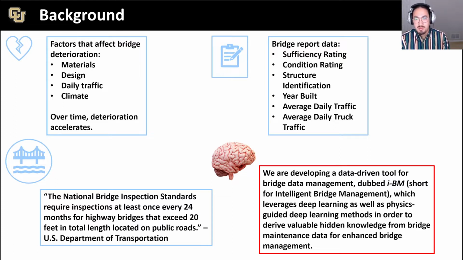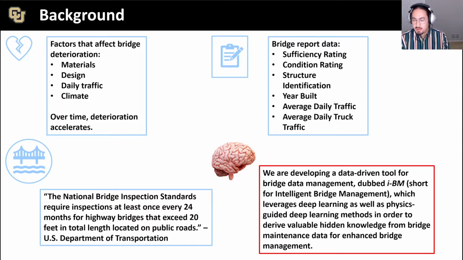As you can see, these are certain factors that affect bridge deterioration, things such as materials, design, daily traffic, and climate. And then we also have bridge report data, which are bridge evaluation data that are collected every 2 years, as mentioned in that quote. And so that has things like sufficiency ratings, condition ratings, year built, daily traffic, things like that, that quantitatively describe how a bridge is doing at a certain point in time, usually annually.